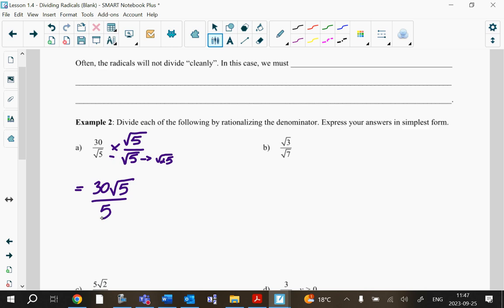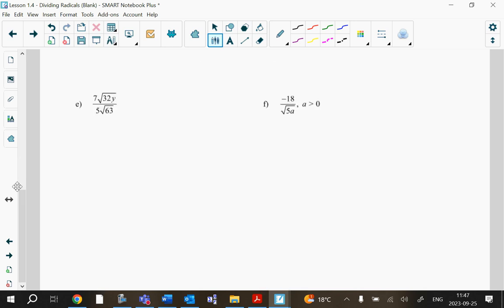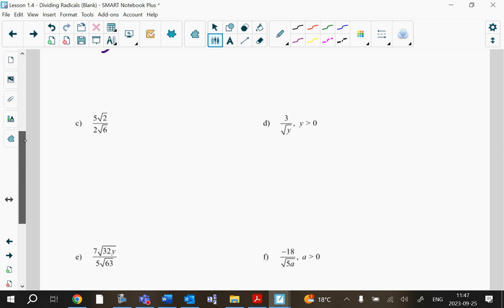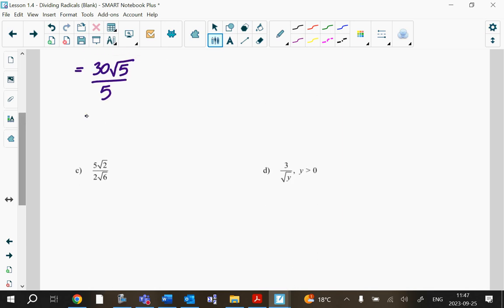Done, right? No. You guys said no. So what do I need to do? I feel like you need to divide 30 by 5. Oh! Oh, that's all. 30 divided by 5 is the same as 6, and then you still got to times root 5. Yeah. Okay. You're good. That's it.